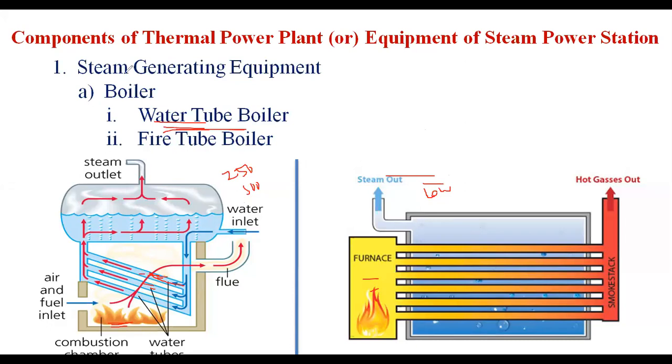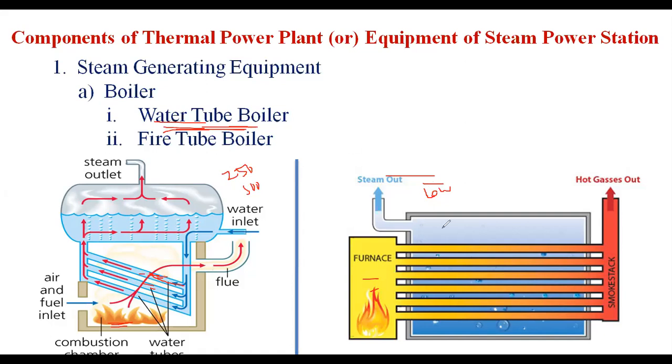And the major drawback in the water tube boiler is that all the auxiliary parts are not easily accessible for cleaning, repair, and maintenance. But in the fire tube boiler, this is the advantage. The various parts are easily accessible.